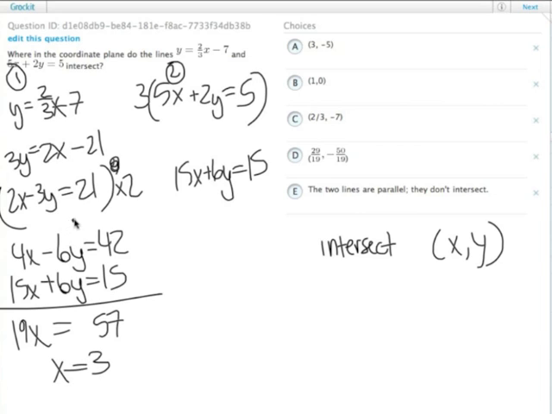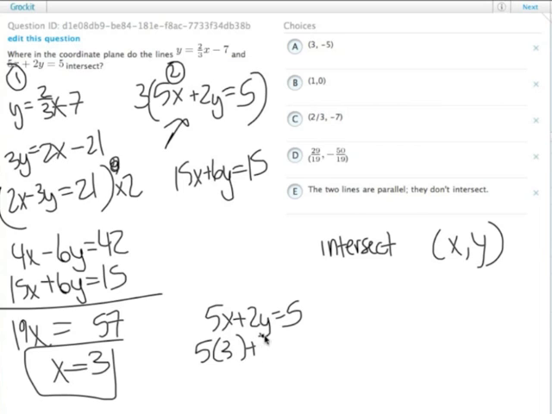We do still have to figure out what the y value is. We can just plug it into whichever equation is easiest. We may as well use this one that we had here. So if 5x plus 2y equals 5, 5 times 3, that's our value for x here, 5 times 3 plus 2y equals 5. 2y plus 15 equals 5. 2y equals negative 10, and therefore y equals negative 5.